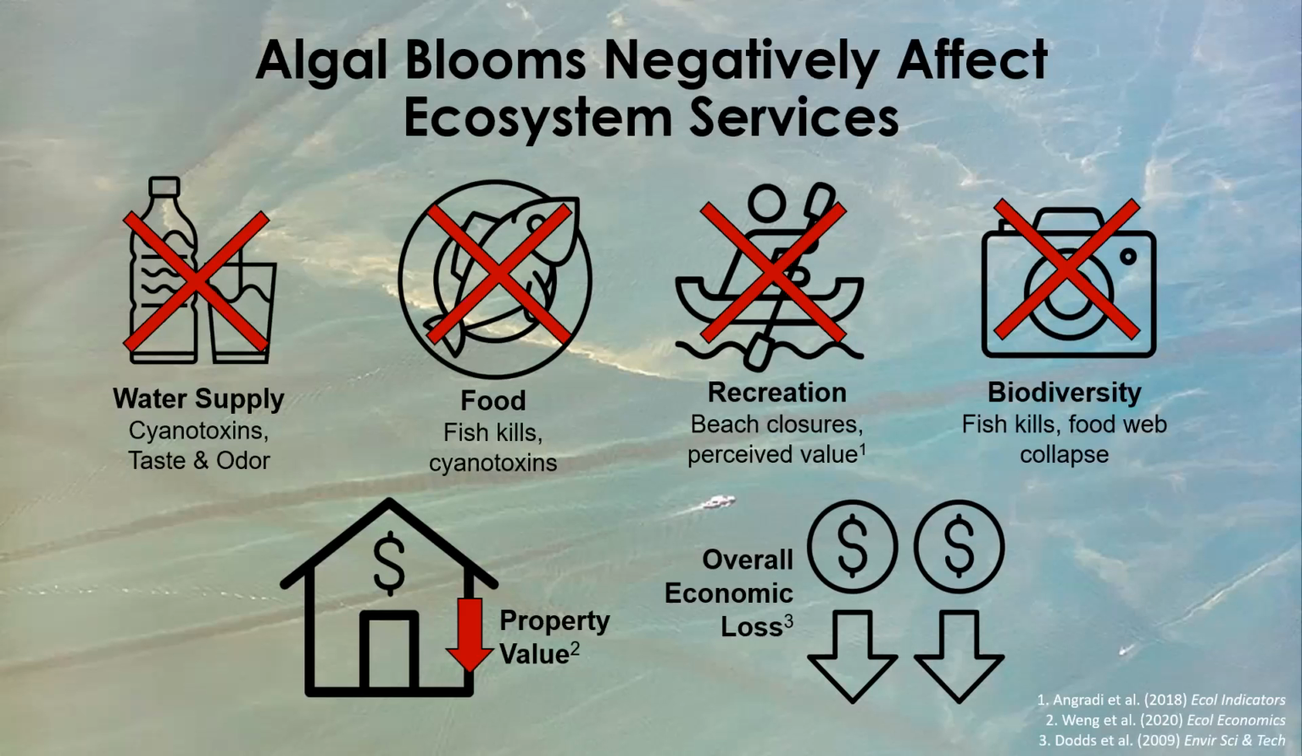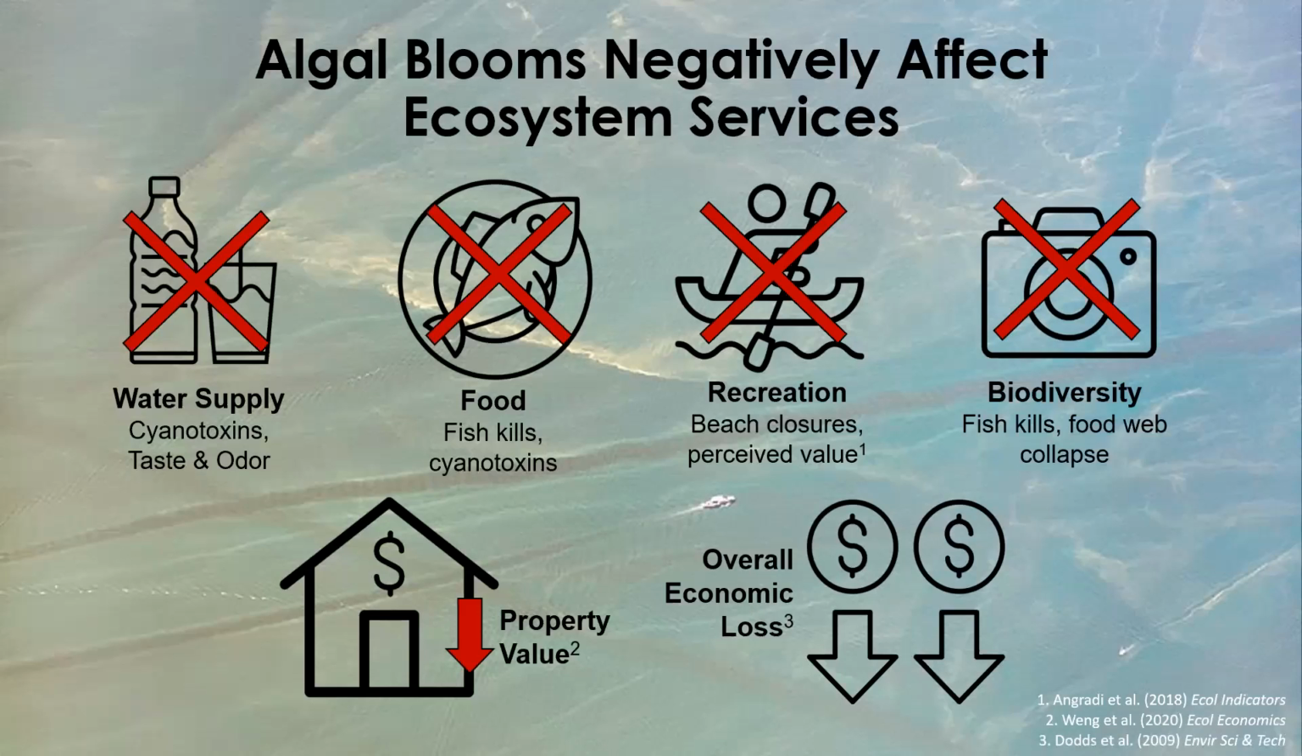Right? So we see consequences such as interruption in water supply due to cyanotoxins or taste and odor compounds that are being produced. It can also interrupt food supplies, particularly for people that are relying on that ecosystem for subsistence, both through fish kills as well as potentially cyanotoxin exposures.